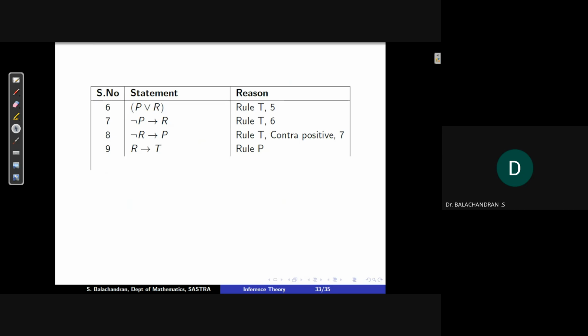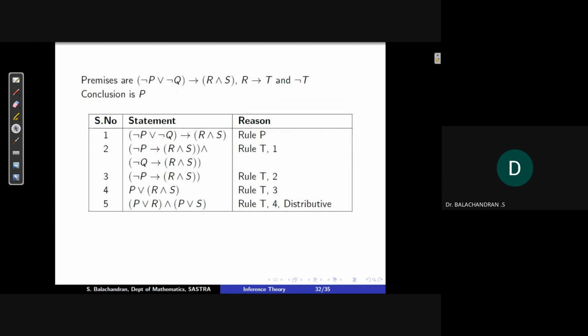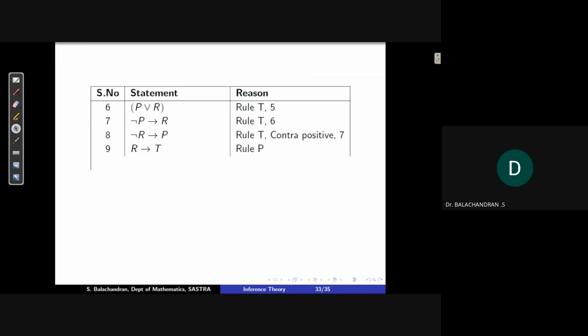So R implies T. And then here I am using the contrapositive. So negation T implies negation R. What is the conclusion? Conclusion is P. So R implies T, rule P. Now contrapositive, negation T implies negation R. There is still one more premise. Negation T is there. That is rule P.